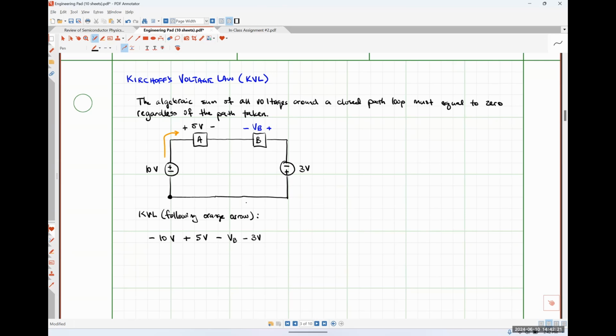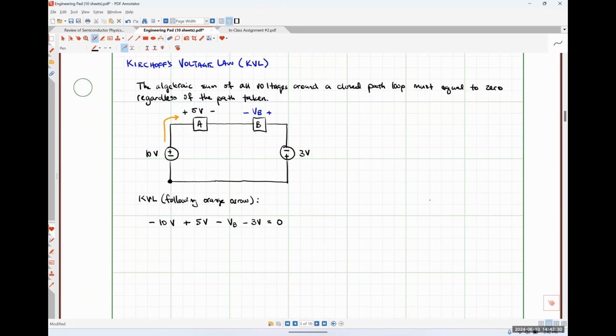Because we just have a wire, there is no voltage drop. So I'm back at the same node that I started from, so I'm just going to put this equal to 0. And so I can rearrange things a little bit here. I'm going to move VB to the right-hand side of the equal sign. That's going to give me VB is equal to negative 10 volts plus 5 volts minus 3 volts, or VB is equal to negative 8 volts.